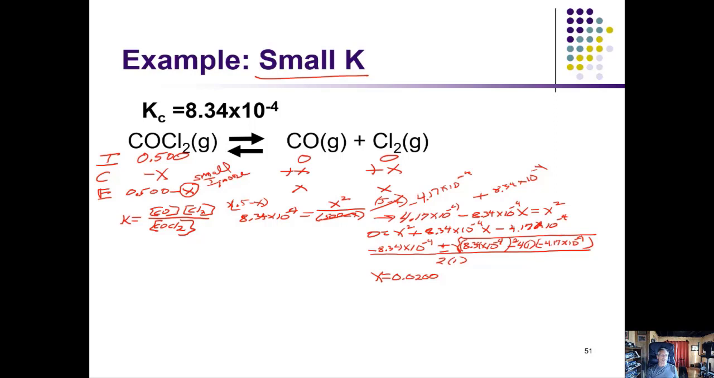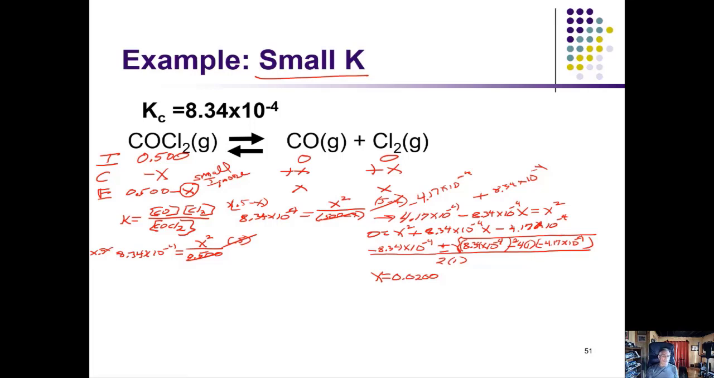Well, it's going to be 8.34 times 10 to the minus 4 is equal to x times x, that's x squared, divided by 0.500. Okay, and we're going to solve for x, so we multiply both sides by 0.5. So we'll do the same thing here. That's just multiplying 0.5 times 8.34 times 10 to the minus 4. And then we're going to take the square root of that whole thing.